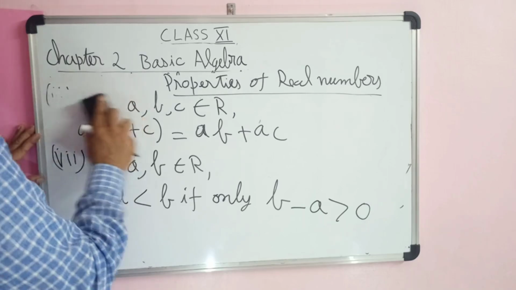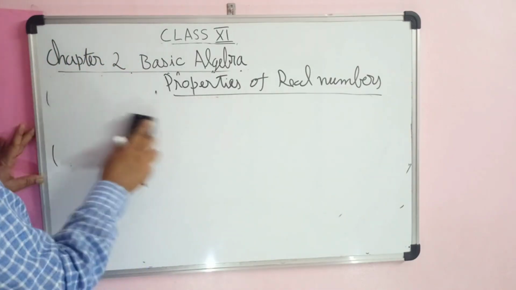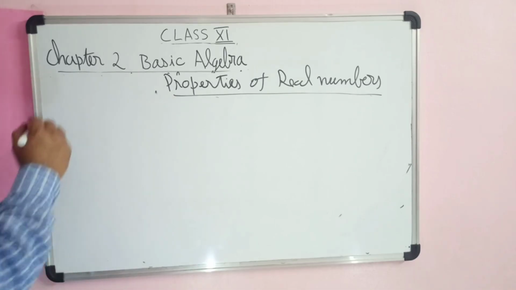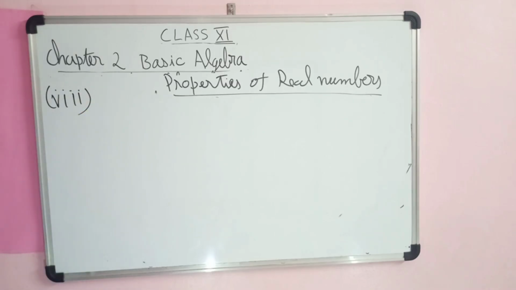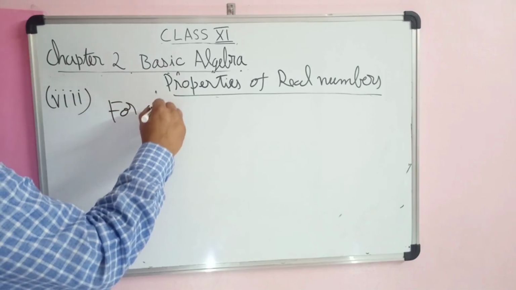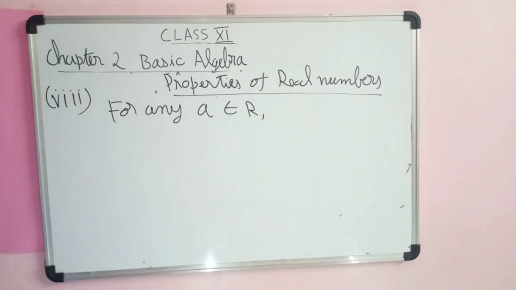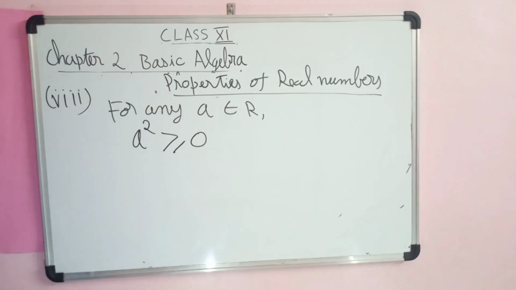Then property 8. For any A belonging to R, A square, squaring this, A square is greater than or equal to 0. This is property 8.